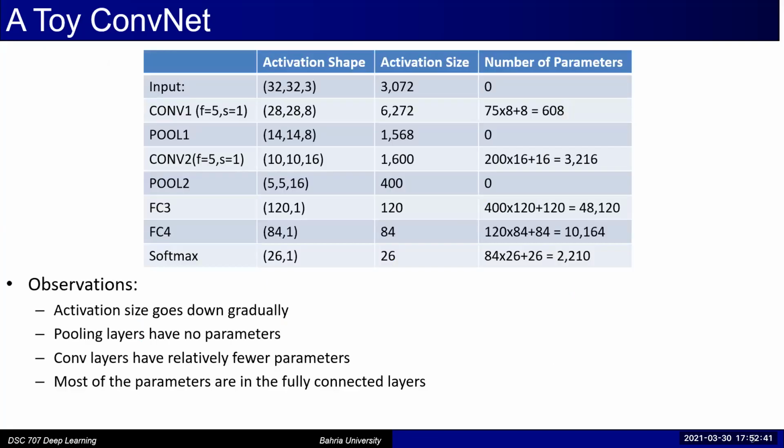And we had also calculated the number of parameters in each layer, right? And we had made some observations that normally the activation size goes down gradually. The pooling layers will not have any parameters because there's nothing to learn. And most of the parameters of a CNN actually reside in the fully connected layers. The convolutional layers have relatively fewer parameters as compared to the fully connected layers, right?